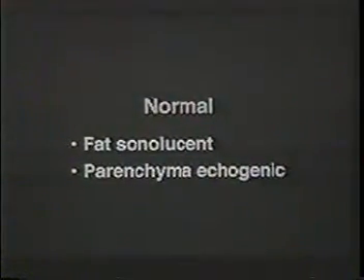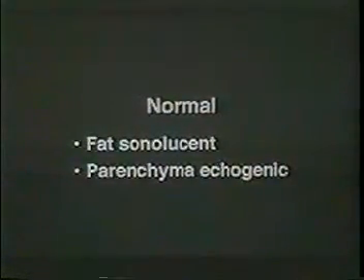Normally, the tissues of the breast are either sonolucent, like fat, or they have higher echogenicity, and that's usually the parenchymal tissue in the normal breast. A little bit different than some of the other organs in the body where fat has high echogenicity. In the breast, compared to the parenchymal structures, the fat of the breast is relatively sonolucent.